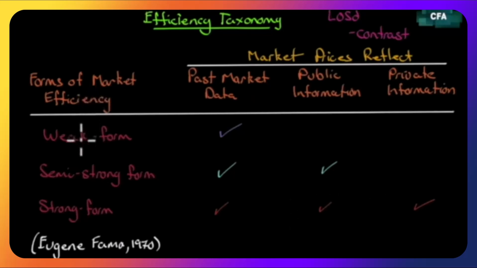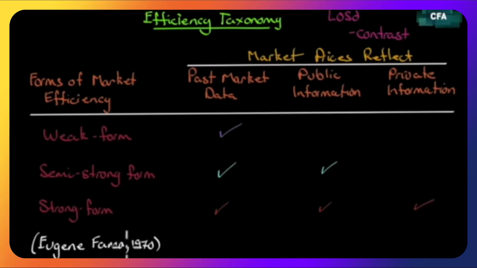Forms of market efficiency: weak, semi-strong, and strong. Past market data, public information, and private. So weak form information incorporates all past market data. Semi-strong form incorporates all past plus all public, and the strong form goes even further and says even private information is in there.